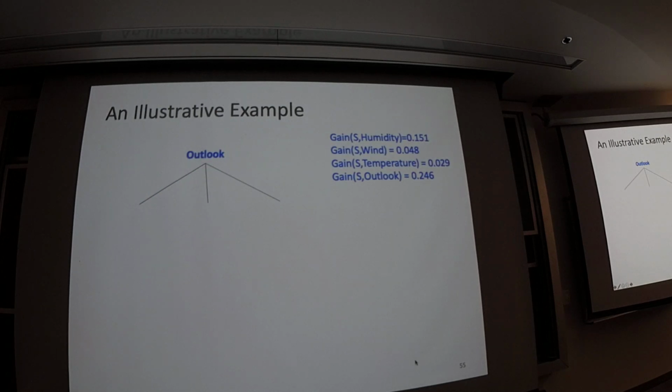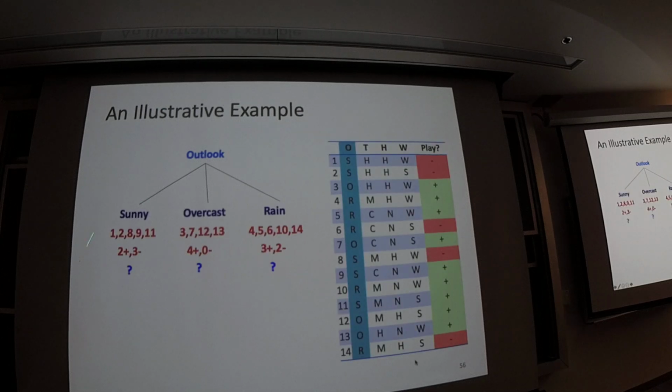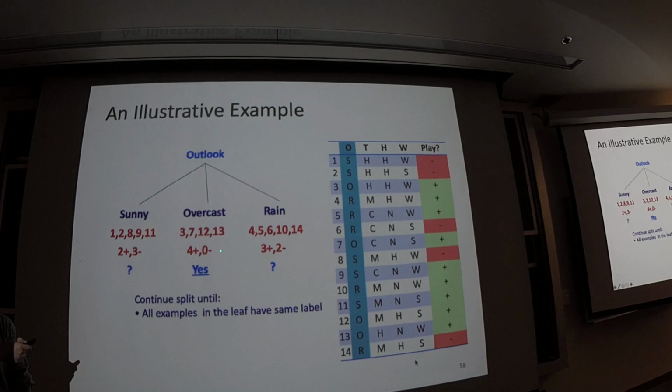Now, when we use outlook to split the data, because outlook can take 3 possible values, I have 3 subsets. We see that when outlook is overcast, all 4 examples are positive. So here we simply arrive at a leaf node and report the positive label as the leaf node's label. So we need to look at the other 2 subsets, the sunny examples and the rain examples.